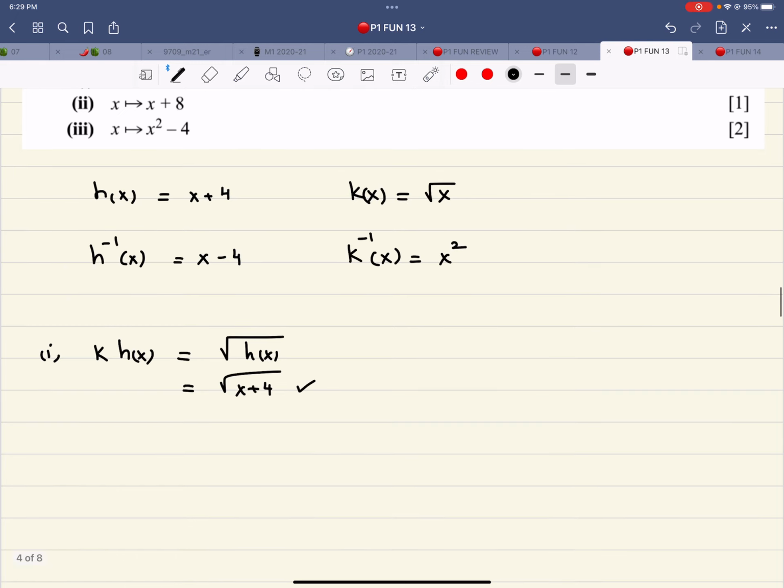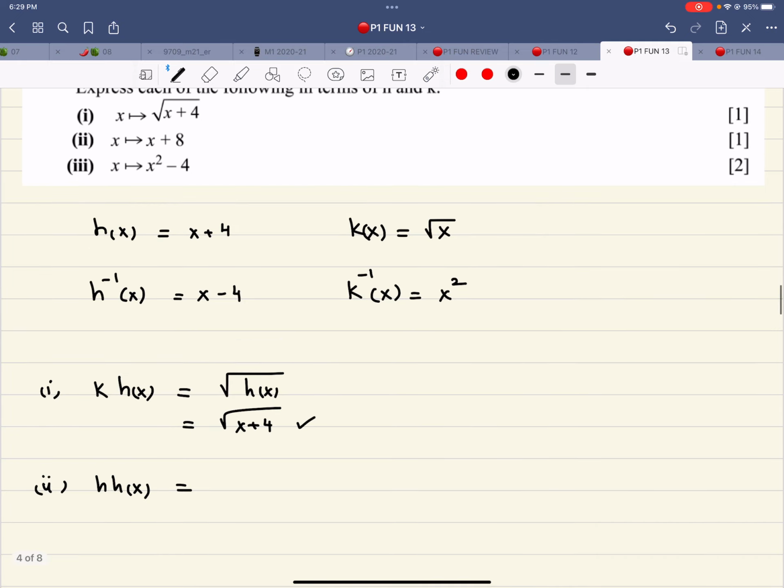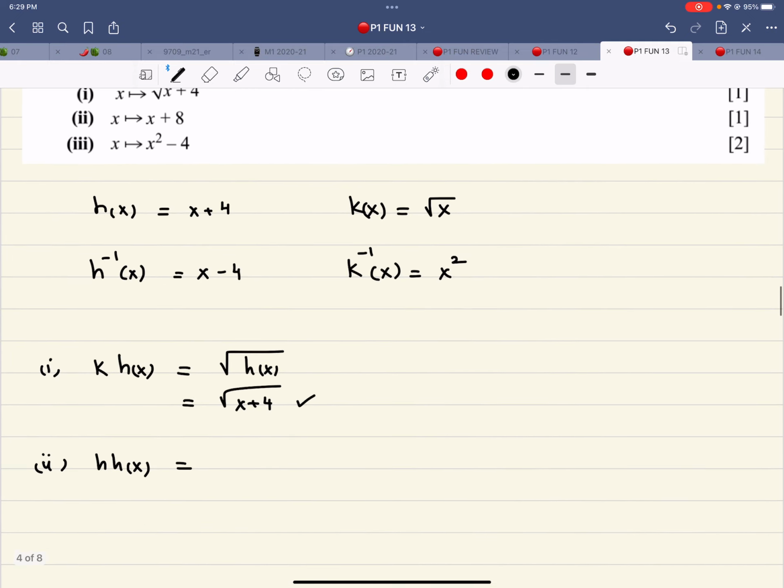Second part, x plus 8. Now 8 is related with 4. Looks like h of h(x). Therefore, x plus 4, that is h(x). So therefore this is h(x) plus 4, which is x plus 4 plus 4, which is x plus 8. This is also correct.